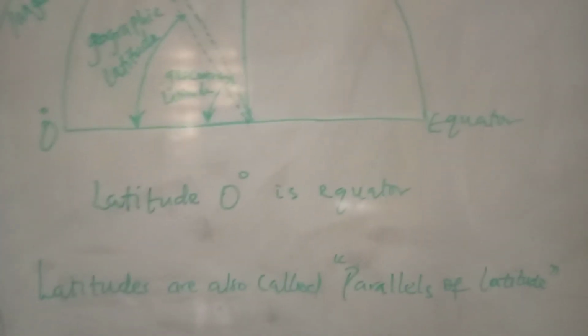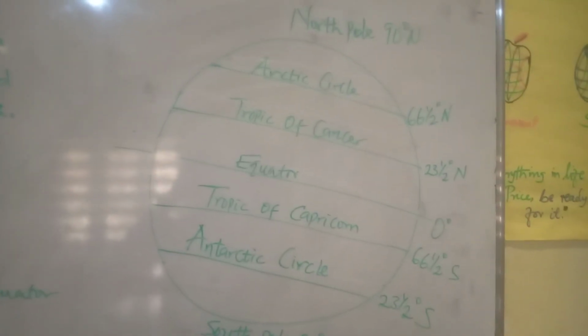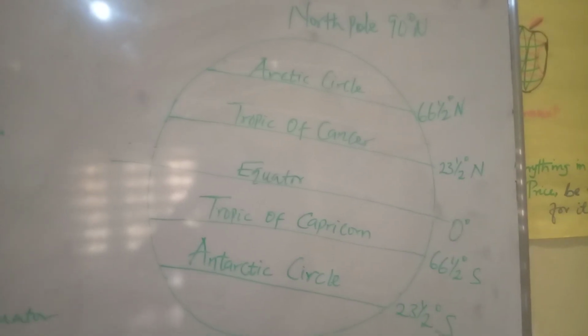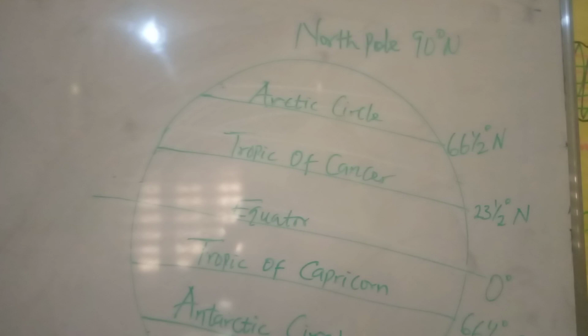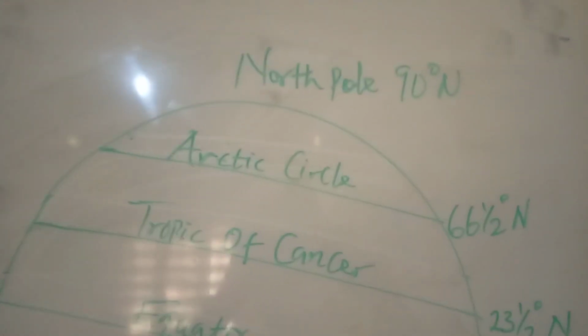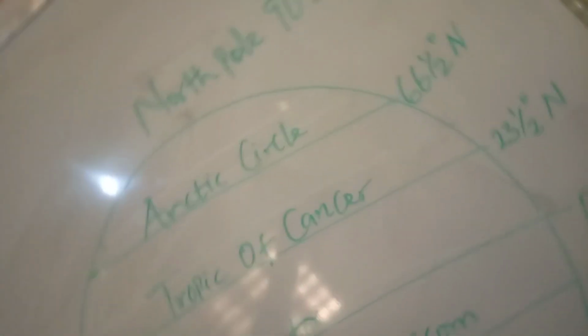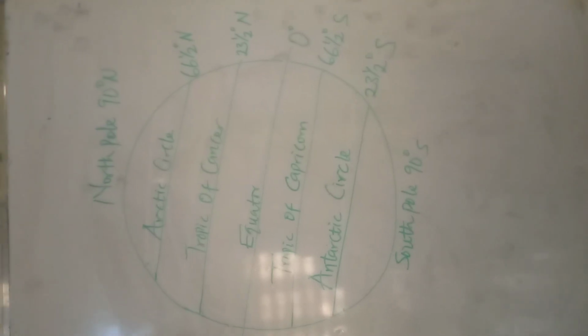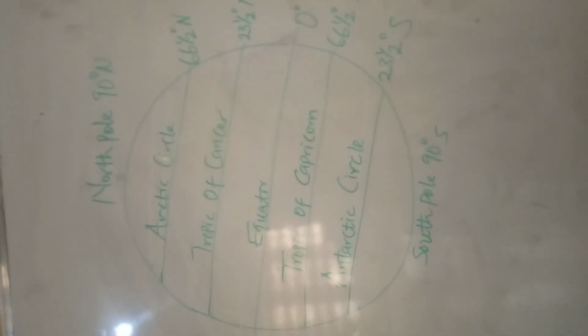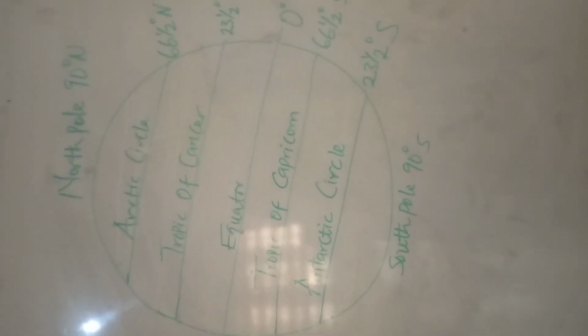Now let's look at this. This is what is called the lines of latitude. As you can see, these are the lines of latitude. We have the north pole. You can see the north pole, 90 degrees north.